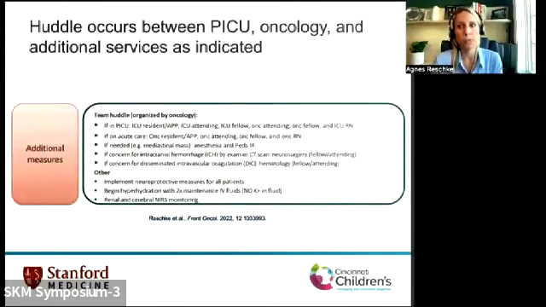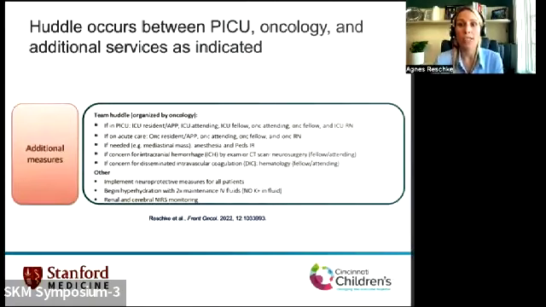Then as soon as we were able to, we would have a huddle that primarily occurs between oncology and critical care, but with additional services as needed. So for example, if a patient had a mediastinal mass, then we would also include anesthesia and interventional radiology. If a patient had an intracranial hemorrhage, we would also include neurosurgery. And if a patient had DIC, then we would include hematology.